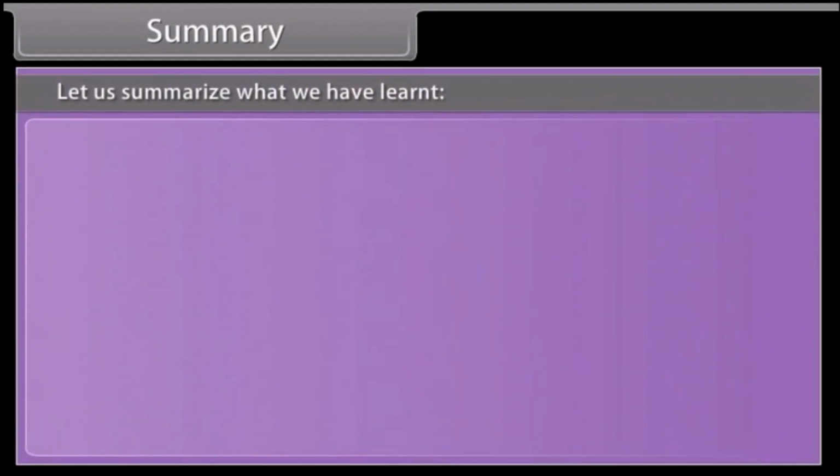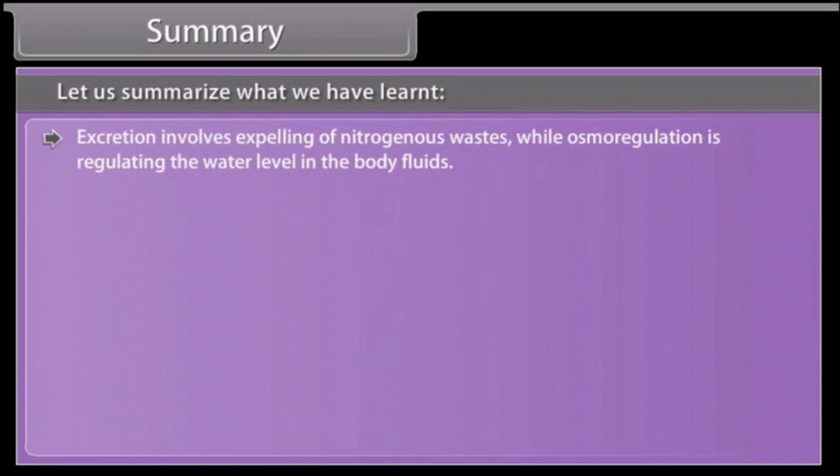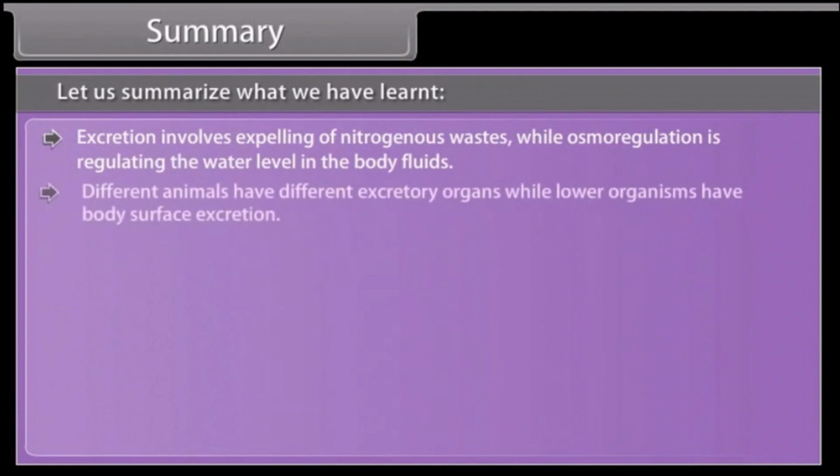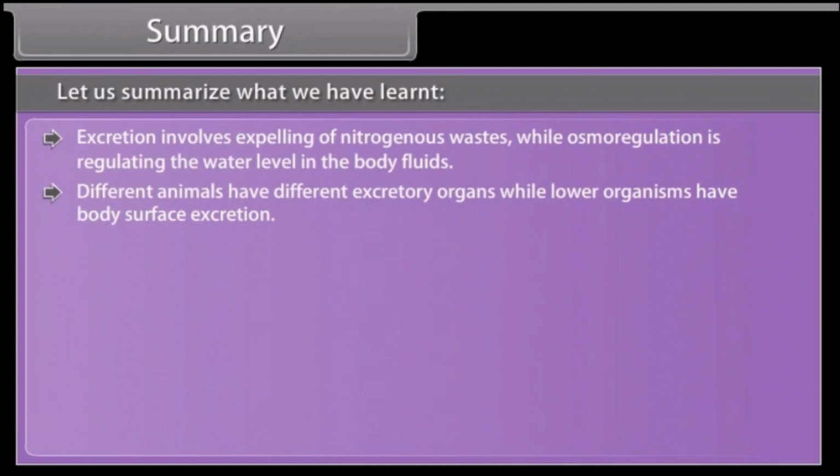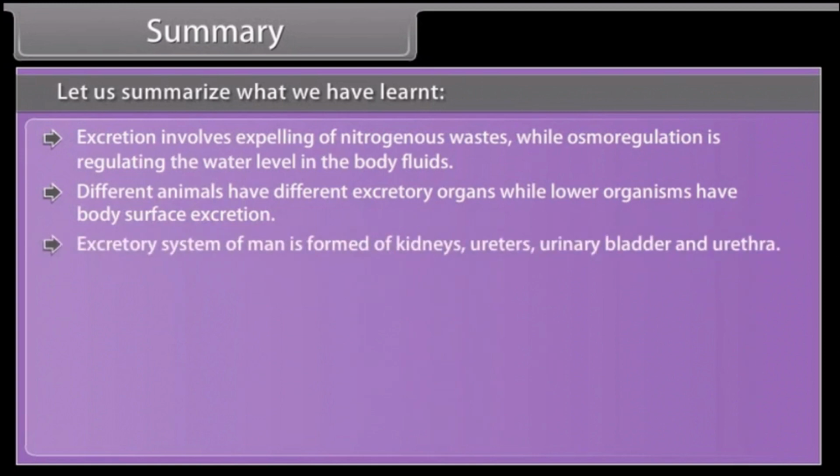Summary. Let us summarize what we have learnt. Excretion involves expelling of nitrogenous wastes, while osmoregulation is regulating the water level in the body fluids. Different animals have different excretory organs, while lower organisms have body surface excretion. Excretory system of man is formed of kidneys, ureters, urinary bladder, and urethra.